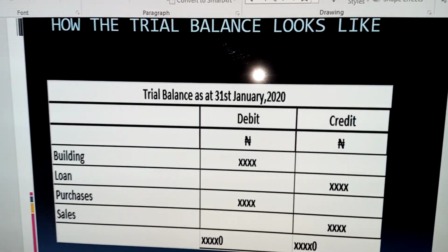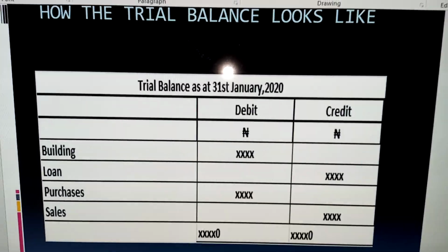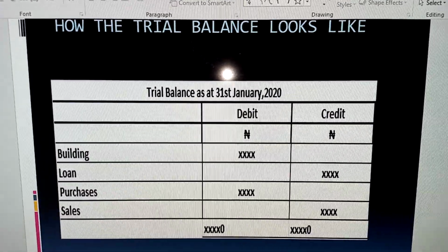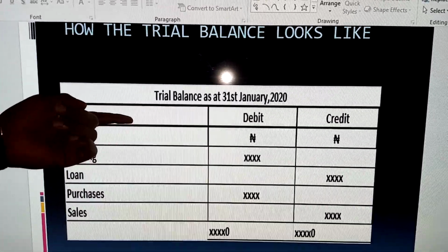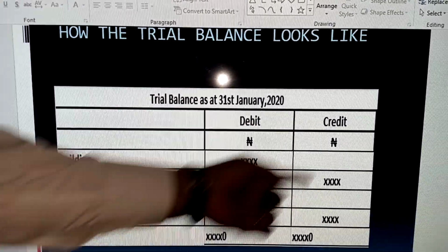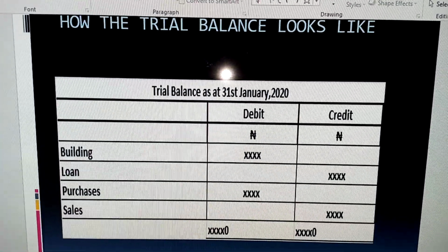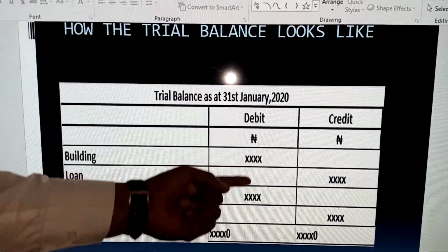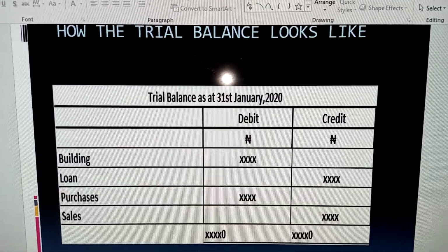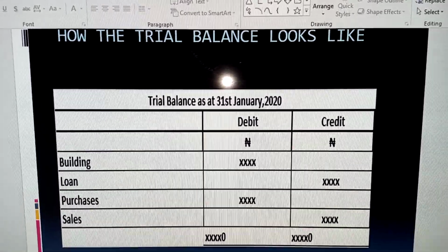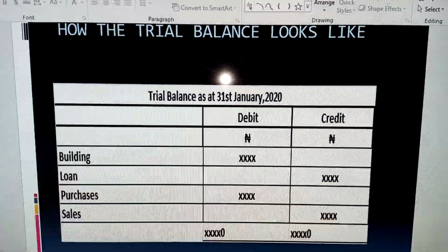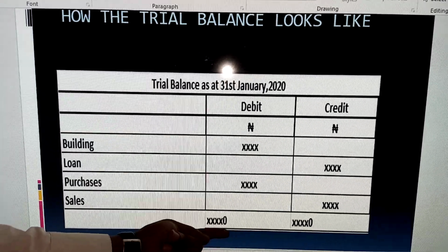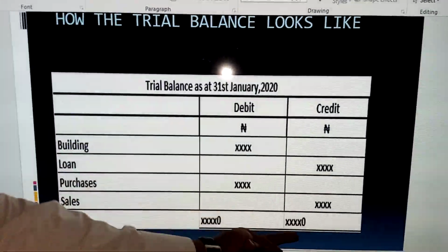How the trial balance looks like. Now, this is a simple presentation of how the trial balance looks like. It has a column for items of description, the debit, the credit. All ledger balances with a debit balance appear here in the debit side, and all ledger balances with credit balance appear here in the credit side. And at the end, it is expected to have the debit total here to be equal to the credit total.